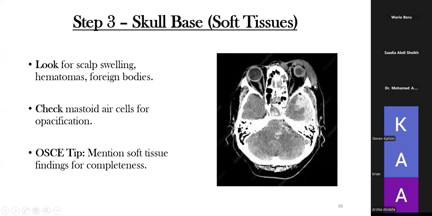Apart from that, you can see soft tissue swelling right here, anterior to the left eyeball. And then you can see at the posterior cranial fossa, there are some punctate hyperdensities. So this patient had quite a severe injury and it was more prominent on the left side. Check for any foreign bodies.